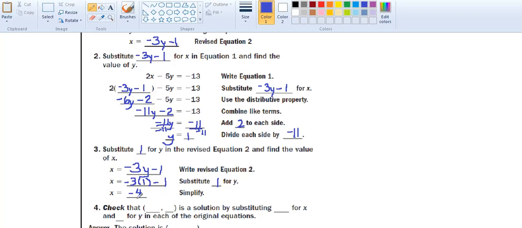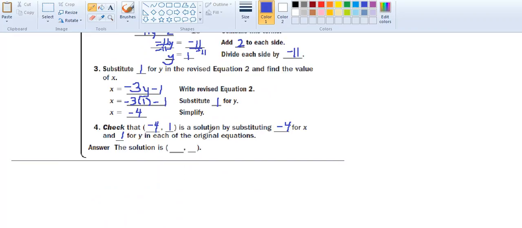Okay, kind of watch your x's and y's here. We think that x is negative 4, so that goes first. We think that y is 1. So we're checking that negative 4, positive 1 is a solution by substituting negative 4 for x and 1 for y. And our solution, when we check it, is true. It's negative 4, 1. Again, if you would graph this, it would be 2 lines that cross at negative 4, positive 1. Now we're going to go ahead and do a couple of the checkpoints.